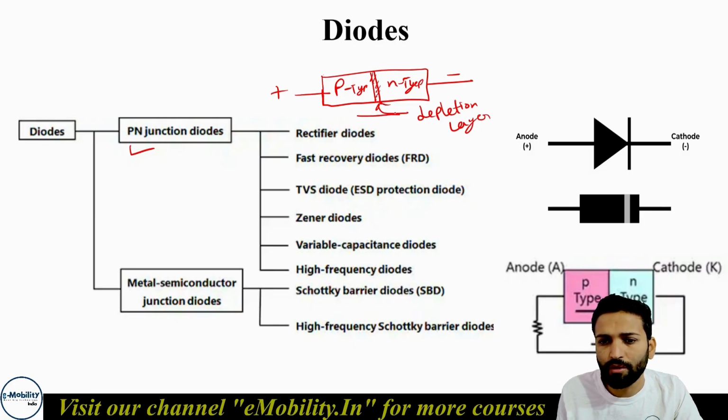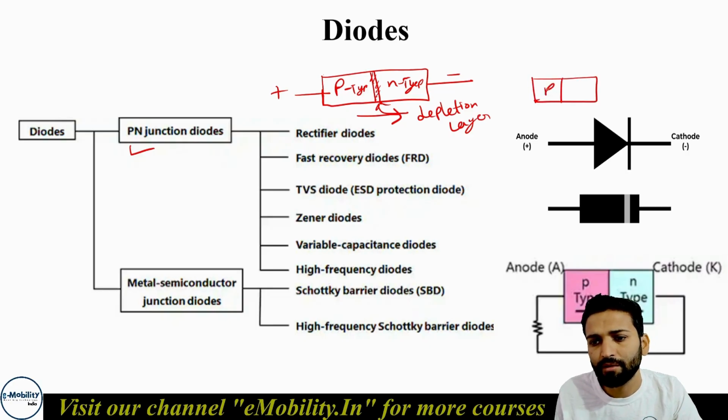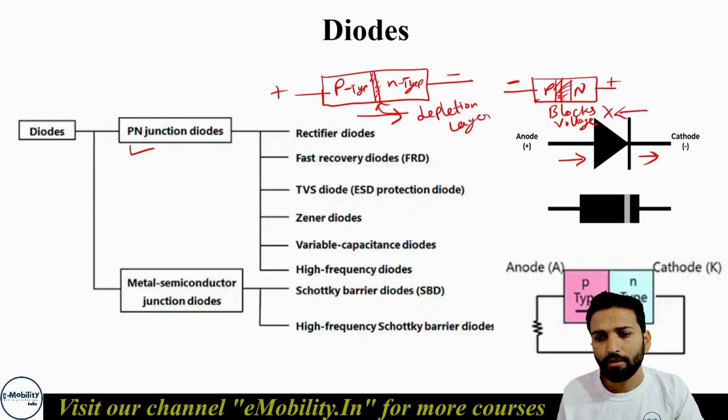So current will flow when p is connected to the positive and n is connected to the negative. Whenever the opposite happens, meaning p is connected to negative and n is connected to positive, this depletion layer widens and therefore blocks voltage. This is the diode symbol, and that is why it is shown with an arrow: current will flow in this direction, and in the other direction it will not flow. On the basis of the p-n junction, there are these types of diode: general purpose diode, fast recovery diode, TVS diode, Zener diode, variable capacitance diode and high frequency diode. Then there are metal semiconductor junction diodes also.